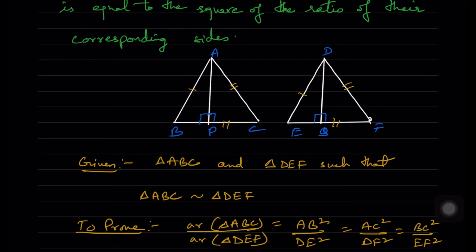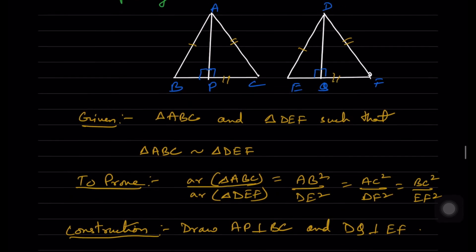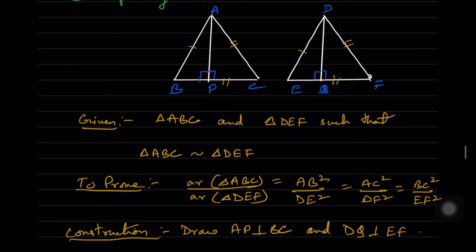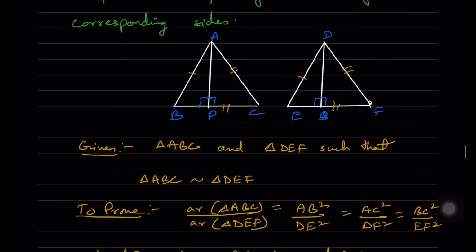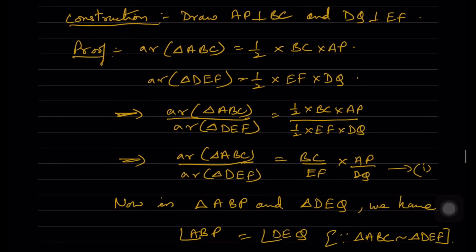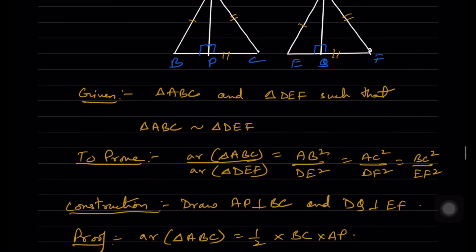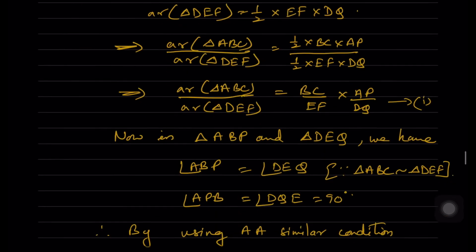So now here we have only one condition given to us, that is, we are considering two triangles ABC and DEF, and both the triangles are said to be similar. So now we are going to draw AP perpendicular to BC, DQ perpendicular to EF. So area of triangle ABC is equal to half into base into height, that is half into BC into AP, and area of triangle DEF is equal to half into EF into DQ.